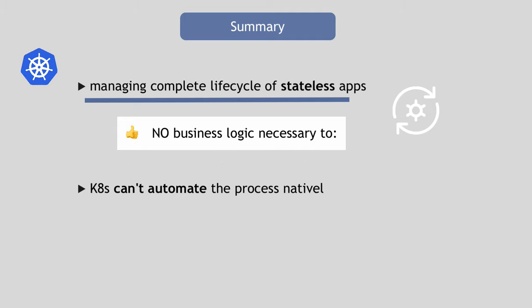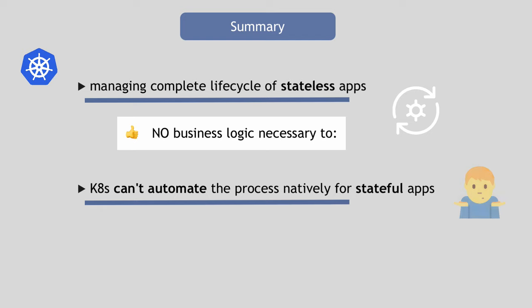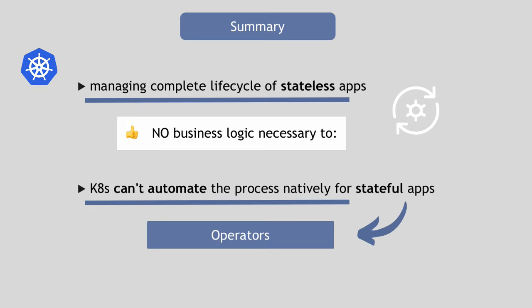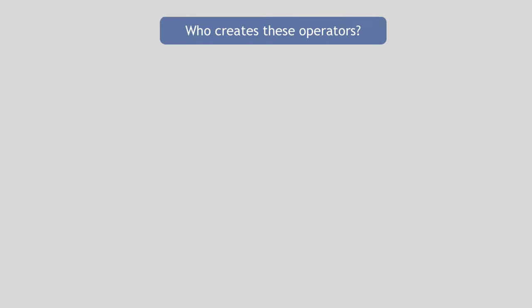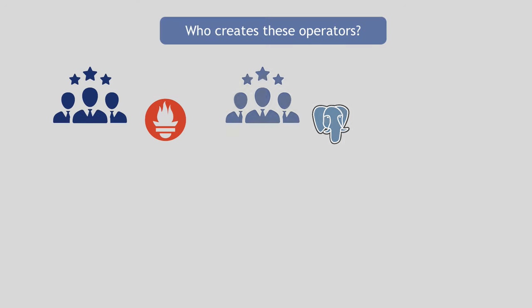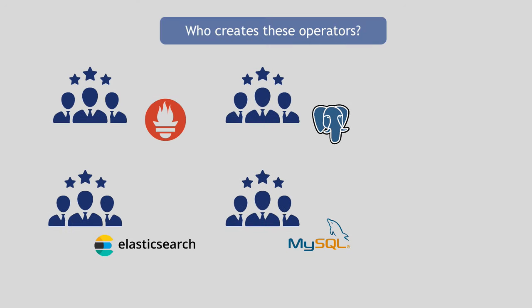Whereas for stateful applications, Kubernetes natively or internally doesn't have all the knowledge required to automate the process of deploying every single stateful application. And because of that, it uses these extensions, which are the operators. And it uses its own operator for each different application. Now, who creates these operators? Operators are built for each application, as I mentioned, by those that are experts in the business logic of installing, running, and updating that specific application.